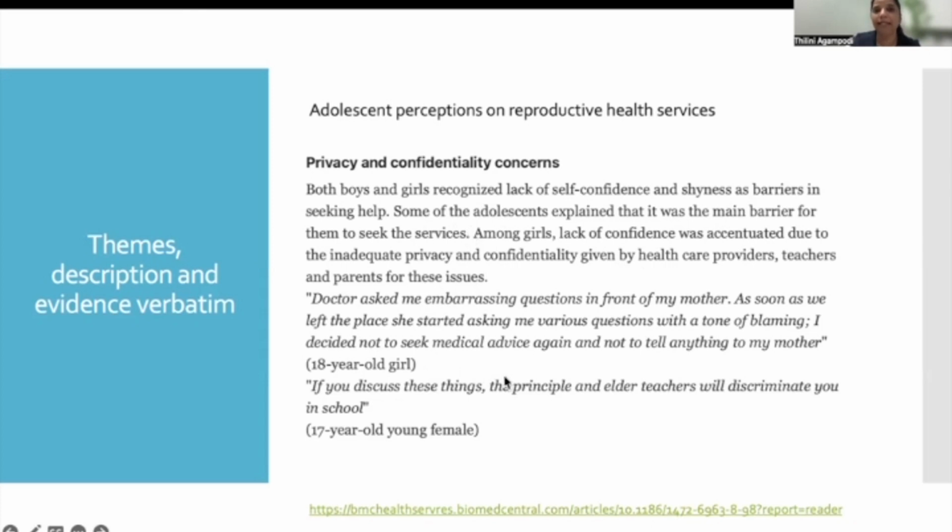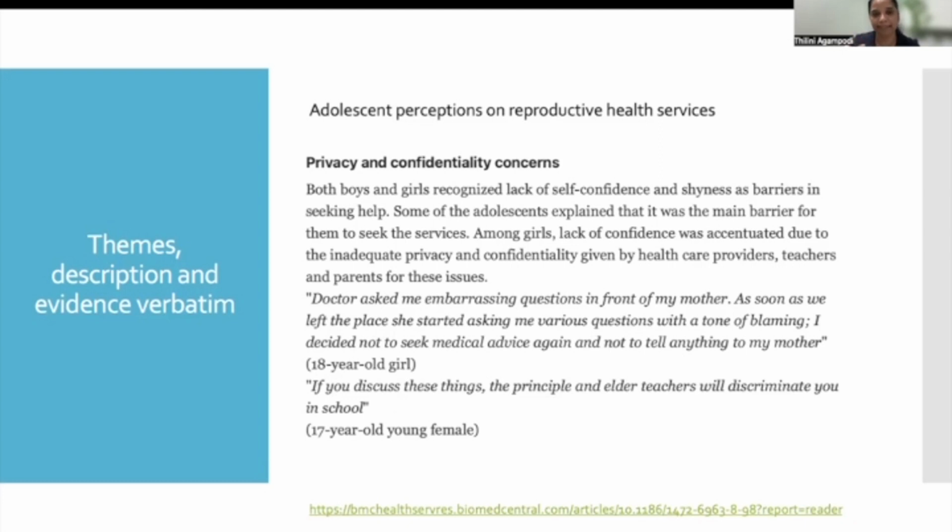So you see, this particular adolescent says, doctor asked me embarrassing questions in front of the mother. So the story goes, because of that, mother then questioned her after the doctor's visit. So she decides, I will never go to get medical advice regarding reproductive issues. So when you put the verbatim here, what people say is called a verbatim, right?